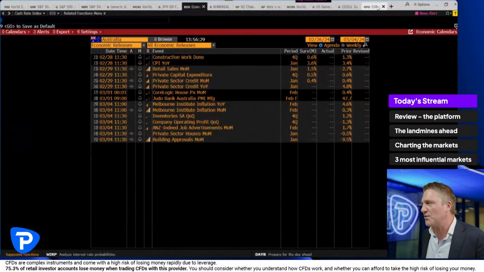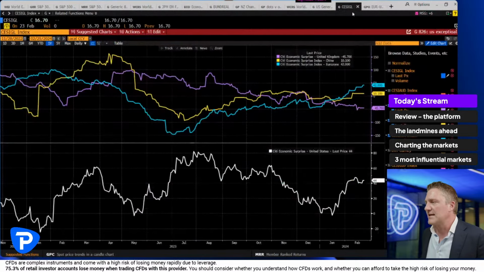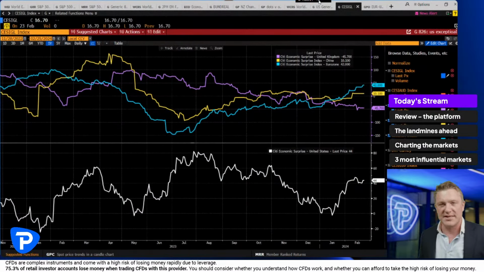One chart that I want to just quickly have a look at is what's happening in economic data surprises. People talk about the exceptionalism story in the US. We'll have a look at the Citigroup Economic Surprise Index, which looks at the actual data coming in relative to expectations, and you can see that has been beating consistently.